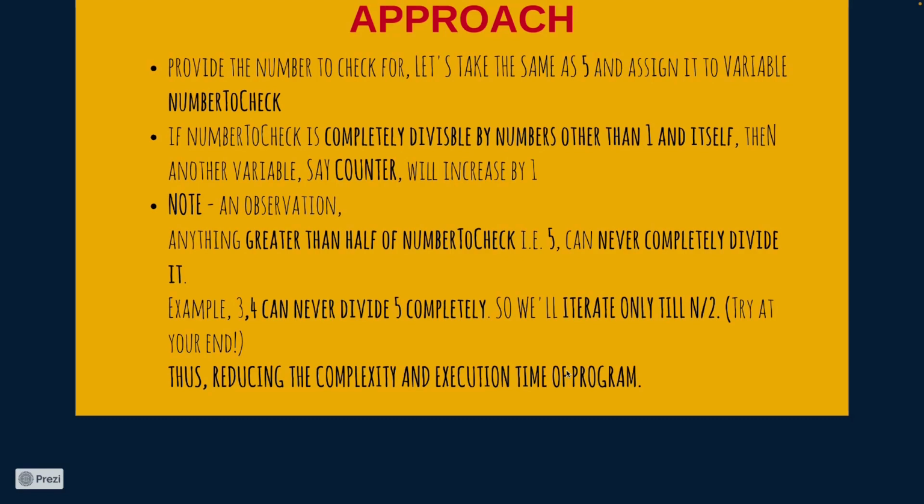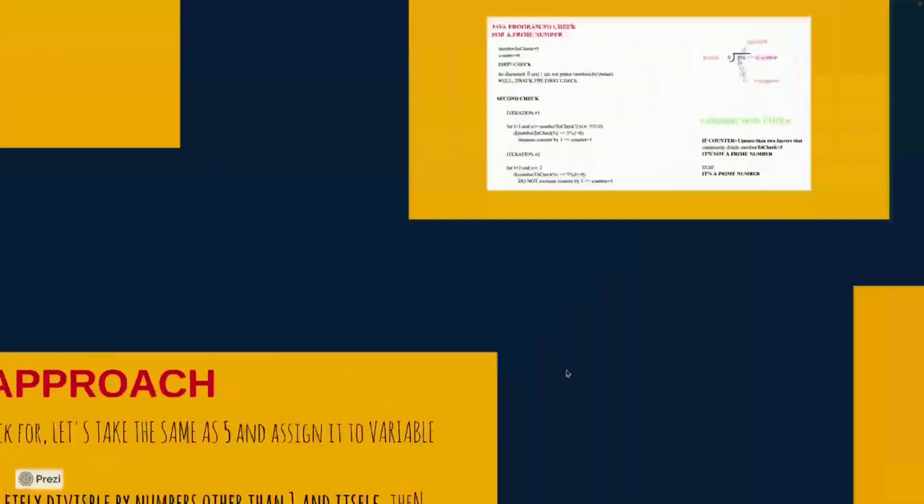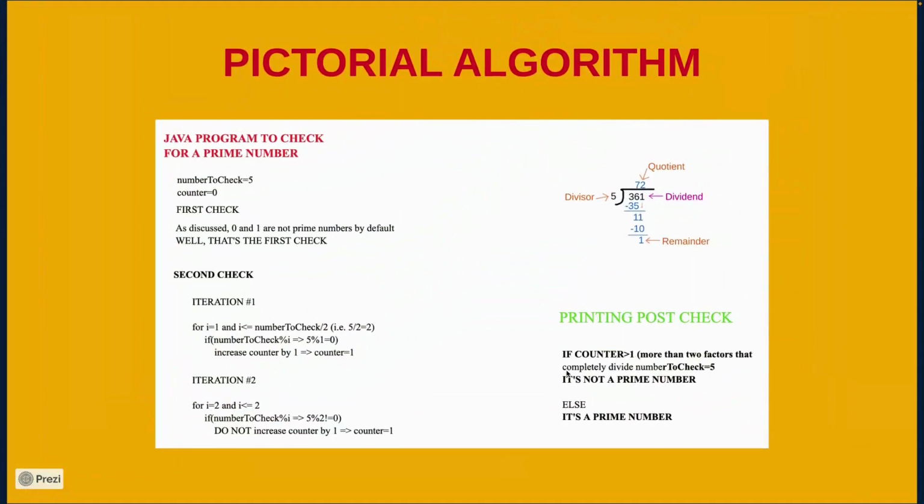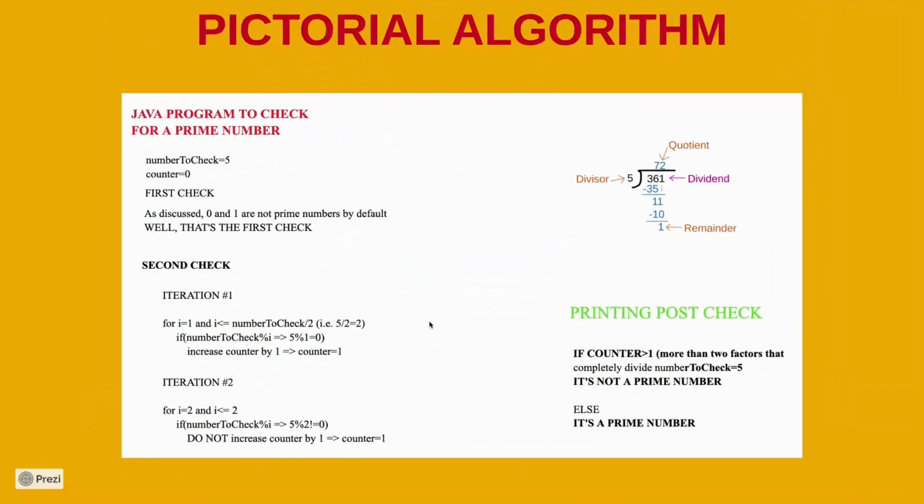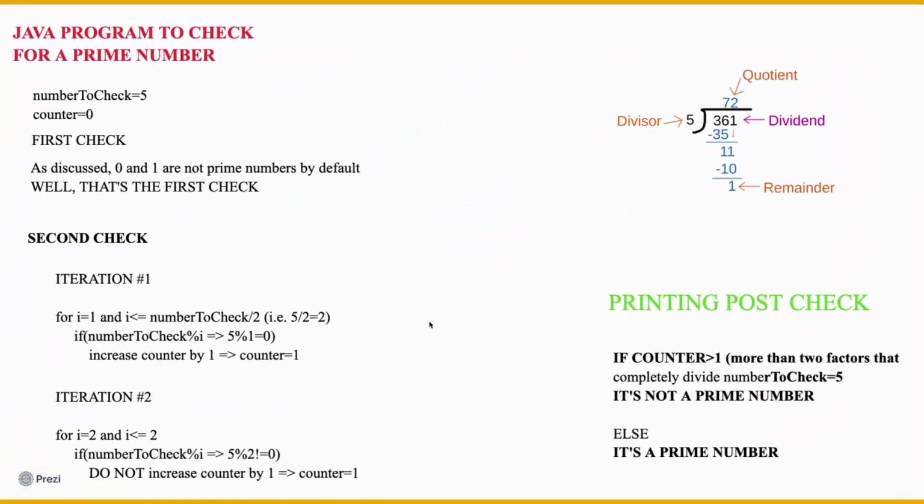If you did not understand a lot in this approach, it's okay. This was just an introduction to what we are going to do. Now let's go to the next section, wherein we'll be seeing the pictorial algorithm. This is the pictorial algorithm. For better understanding, I am going to show you this in general. Assuming that the number to check is 5 and the counter that we discussed, which will increase every time it is divisible by any other number, is 0, right?